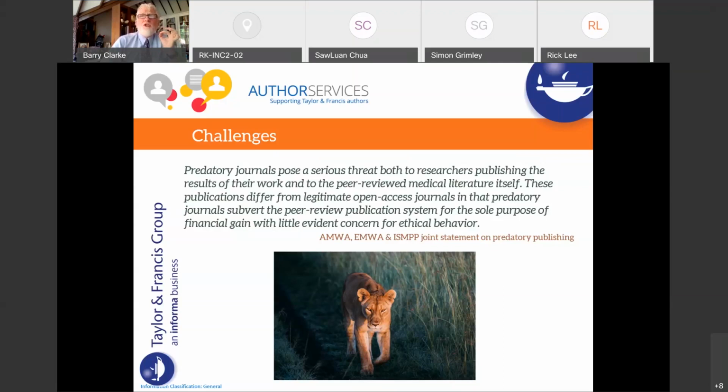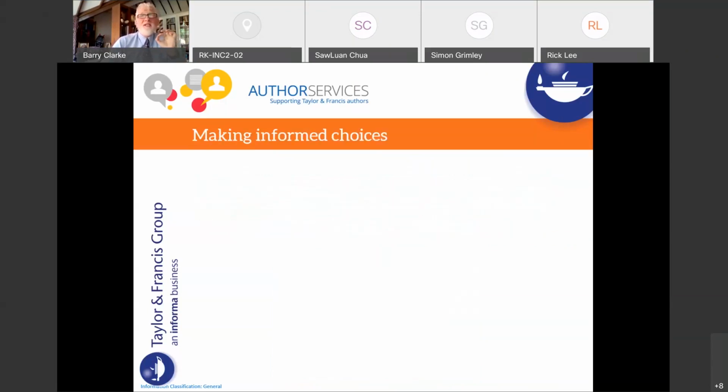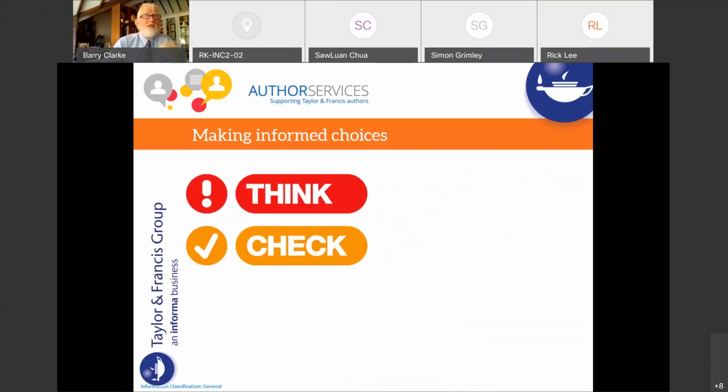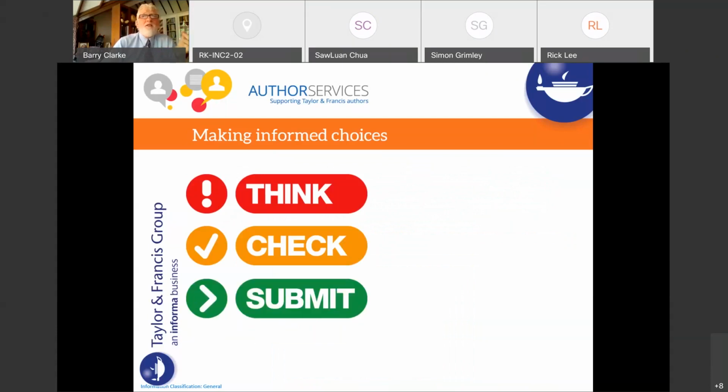If you want your research to be read and respected by others in your field, locally or internationally, it is very important that you avoid these fake journals. They erode the credibility of all research published. So you need to make informed choices. And the publishing community globally got together a few years ago to come up with a new campaign to help you think, check, and then submit your article.